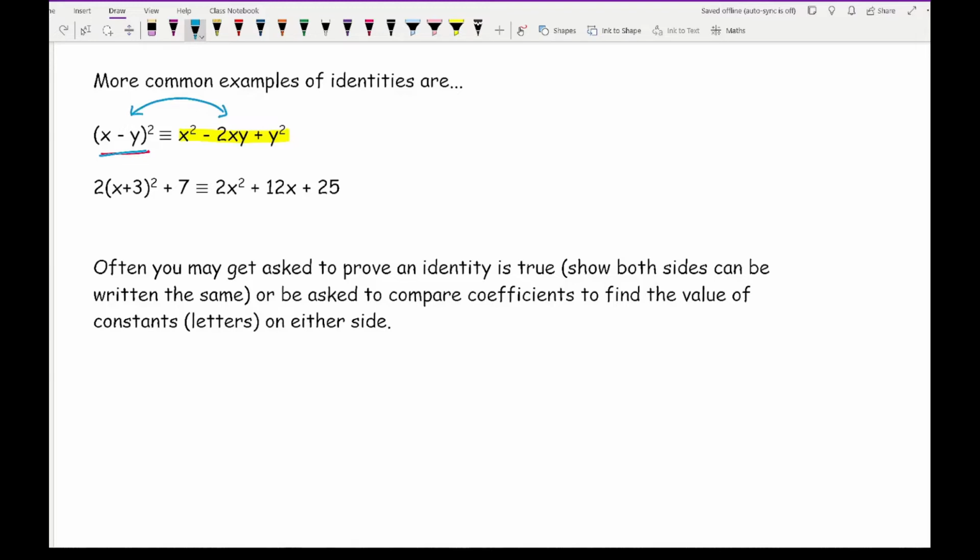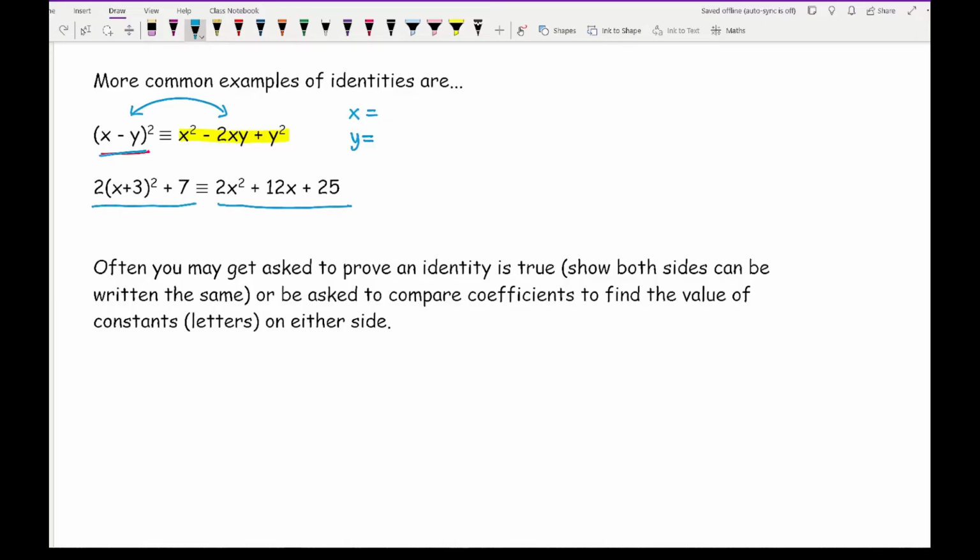Now likewise, if I picked any value for x and any value for y, and I substitute it into both of the expressions on the left hand side and the right hand side, they should both equal, and that is therefore an identity. So here again the same thing applies for any value of x that I substitute into this left hand side. If I substituted the same x value into the right hand side, they both should equal.